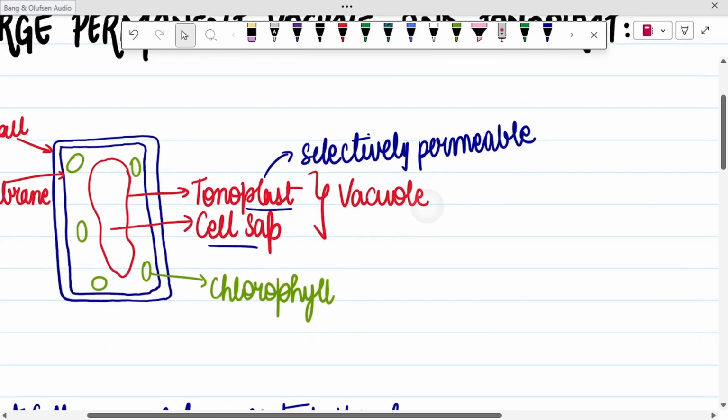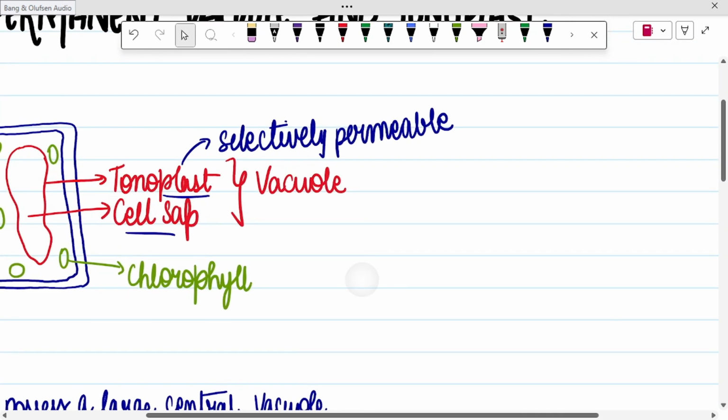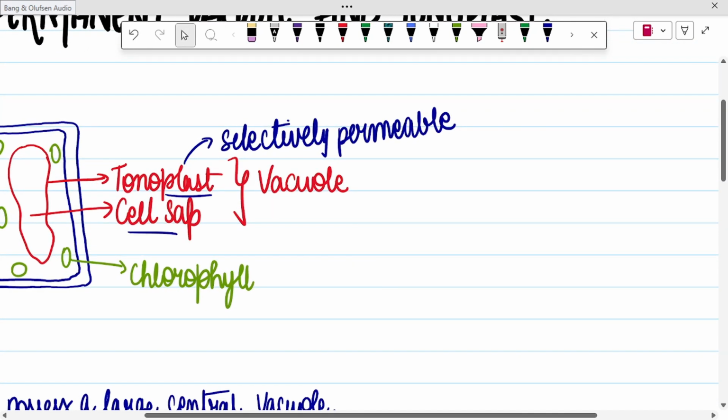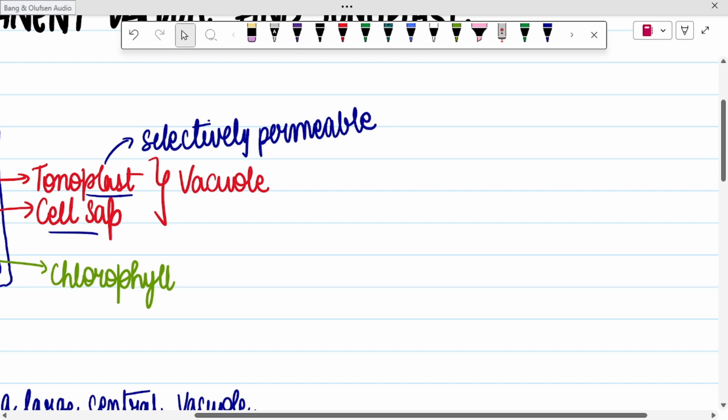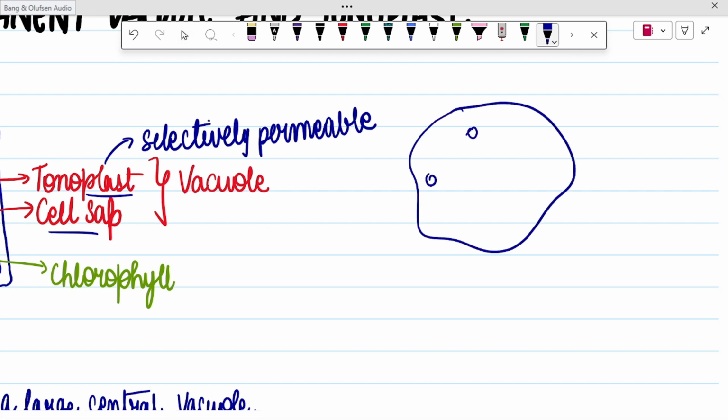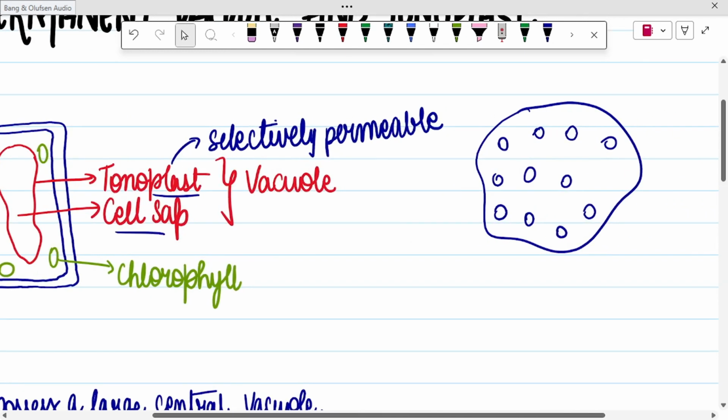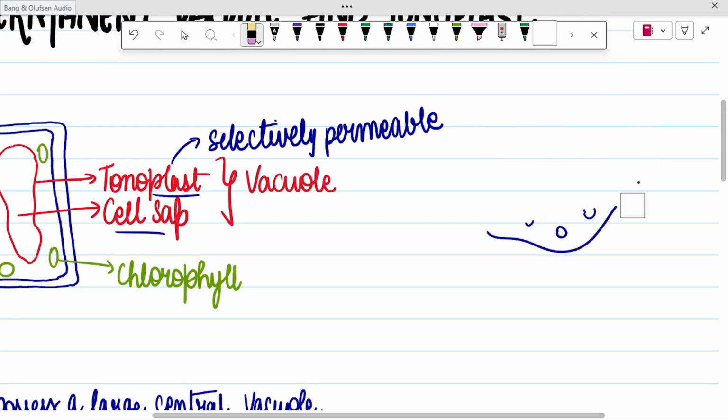Compared to animal cells, your animal cells have very small and temporary vacuoles. छोटे छोटे से आपको एनिमल सेल में नजर आएंगे vacuole, and these are temporary ones, permanent नहीं होते. They get destroyed at some time, whereas in your plant cell you have a large permanent vacuole. तो ये थोड़ा सा आपका टॉपिक था on vacuole.